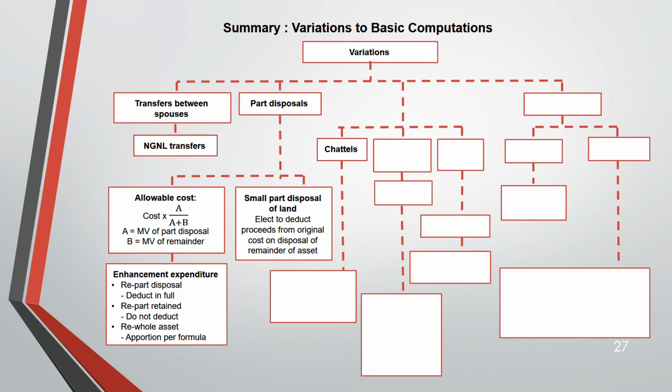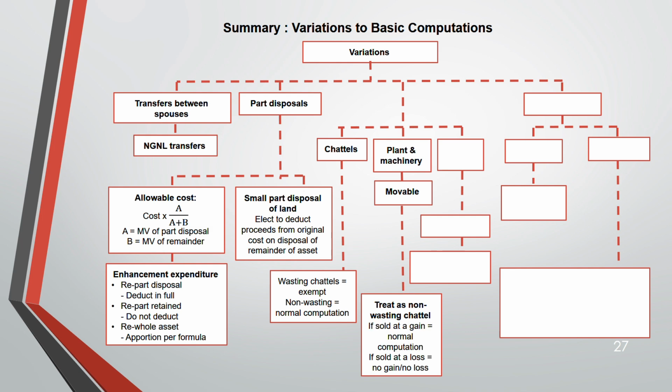Next, chattels. Vesting chattels are exempt. Non-vestings normally you have to compute. Now, plant and machinery, if it's movable, treat as a non-vesting chattel. If sold at a gain, normal. If sold at a loss, no gain, no loss, because you'll be given capital allowance.